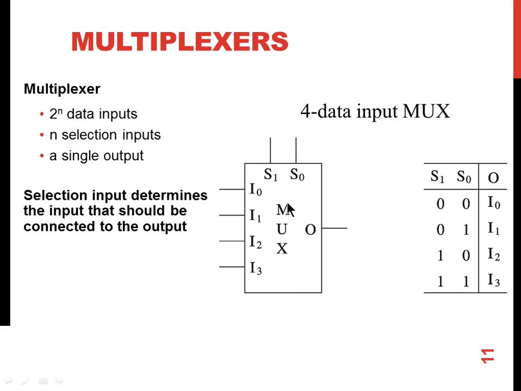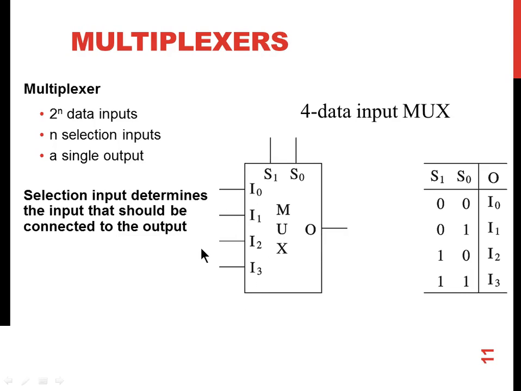Depending on whether there are 4 inputs, there are 2 select lines and 1 output. And this is the functionality of a multiplexer. If select lines are 0, 0, I0 will get passed on to the output. If it is 0, 1, I1 gets passed on, input 1 goes to output. If it is 1, 0, I2 goes to output, 1, 1, I3 goes to output. This is how a 4:1 multiplexer works.